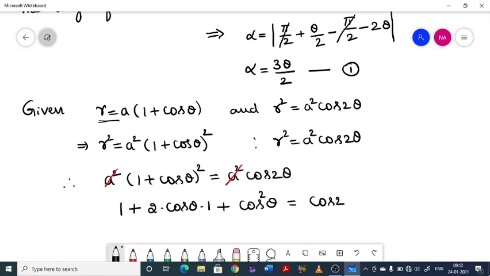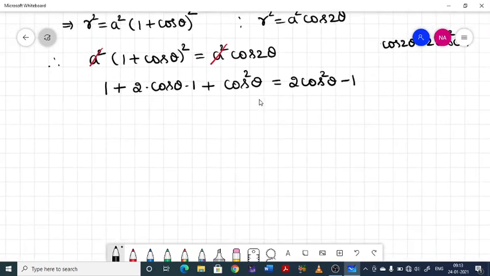You can do one more thing: we have cos 2 theta here, so next step we can write it here only. See, we have this result, right? Cos 2 theta equal to 2 cos square theta minus 1, which we use repeatedly. So substituting here, 2 cos square theta minus 1. So now I have everything in terms of theta only.